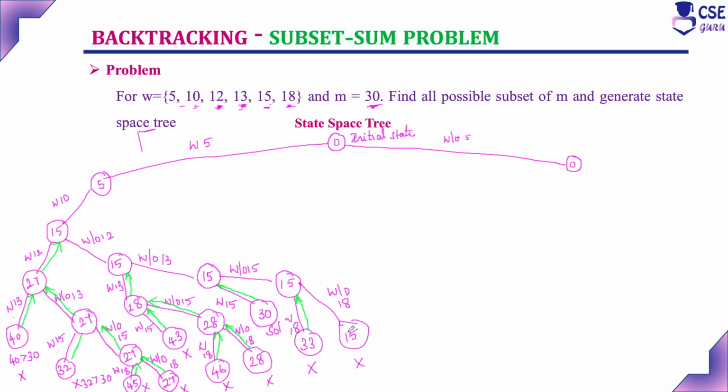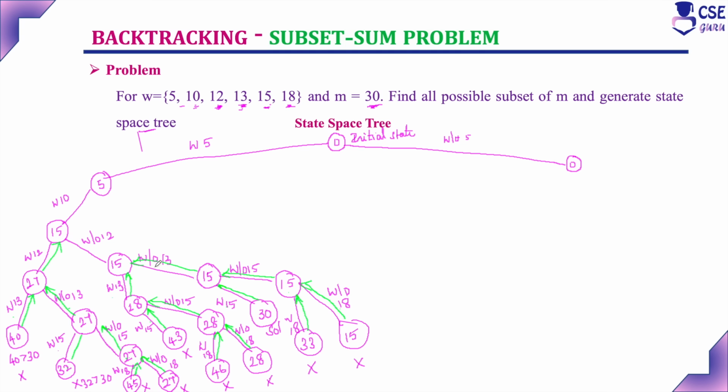All the elements we have considered here. This is a dead end. Backtrack to the previous step. For this, with 18 and without 18, both we have considered. Backtrack to the previous step. And here, with 15 and without 15, we have considered. Again, backtrack to the previous step.